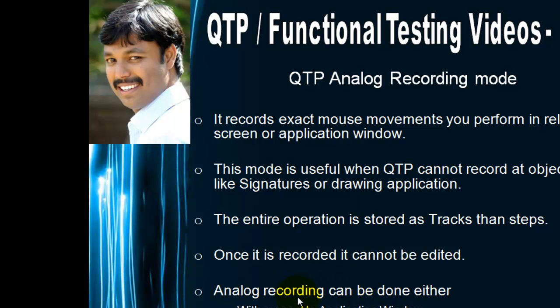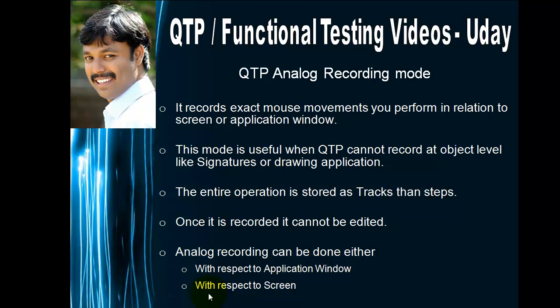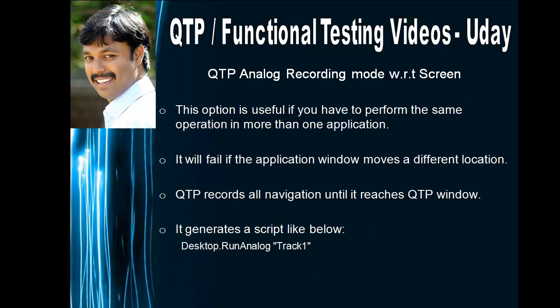Analog recording can be done either with respect to the application window or with respect to the screen. We have covered with respect to the screen. When I say screen, I mean the entire desktop screen. This option is useful if you have to perform the same operation in more than one application. For example, say you have two applications where you drag and drop some object from one window to another window. In such situations, you will use analog recording mode with respect to the screen.